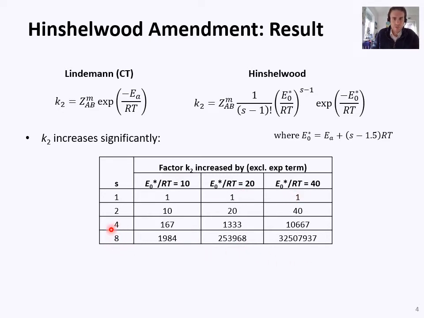You can see that even at just 8 vibrational modes, which isn't a particularly big molecule, this term increases the value of K2 by many orders of magnitude. That's about 32 million times bigger, so it's a very, very big difference. Of course, this part here is going to get a bit smaller, which is why I've said excluding the exponential term, because obviously this value is bigger. But this gives you an idea. It's not going to get smaller by the same amount.